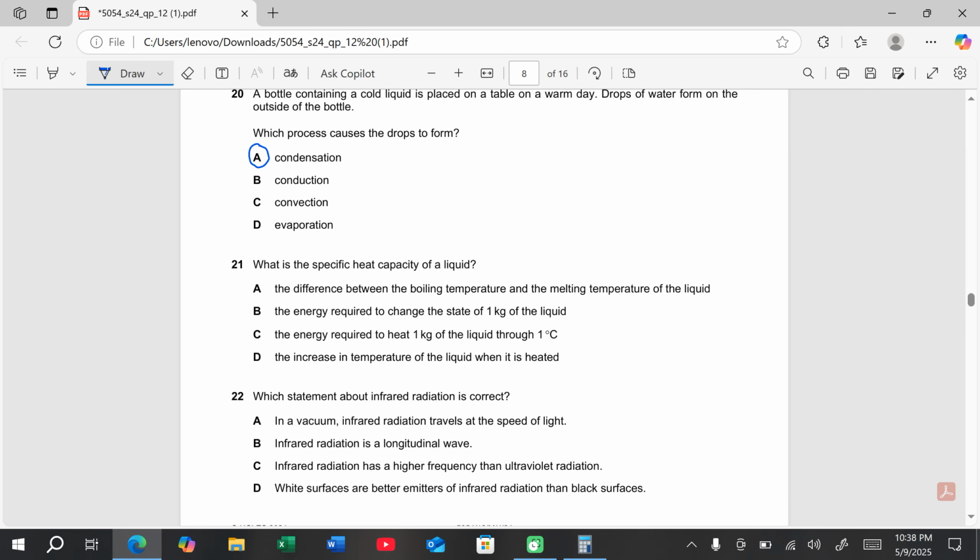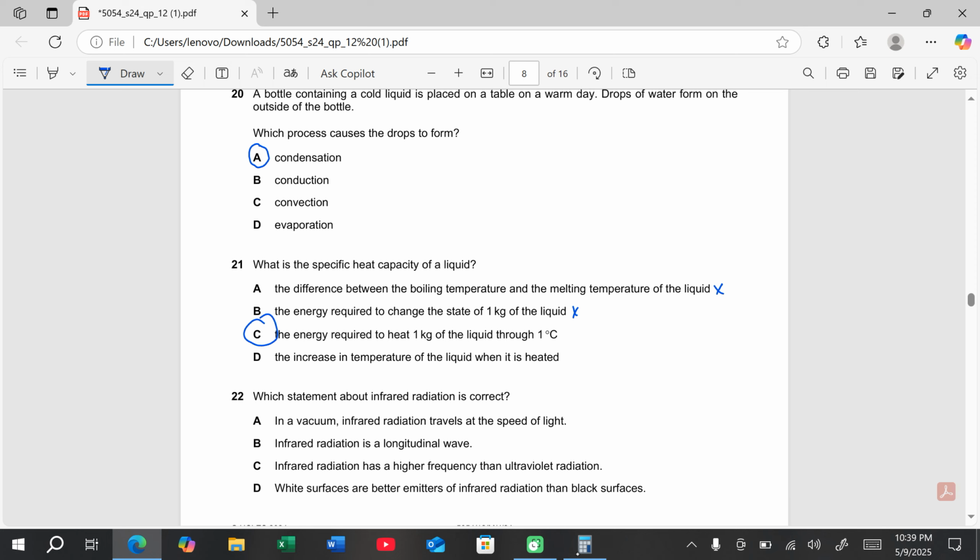What is the specific heat capacity of the liquid? The difference between the boiling temperature and melting, that's wrong. The energy required to change the state of 1 kg, this is not specific heat capacity, this is latent heat of changing state of 1 kg of liquid, so that's latent heat of vaporization. Energy required to heat 1 kg of liquid through 1 degree Celsius. That is your answer. Let's see why D is wrong.